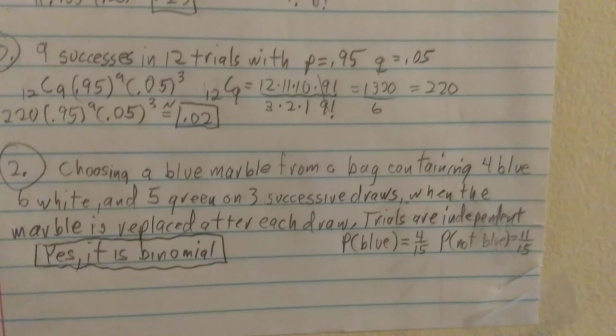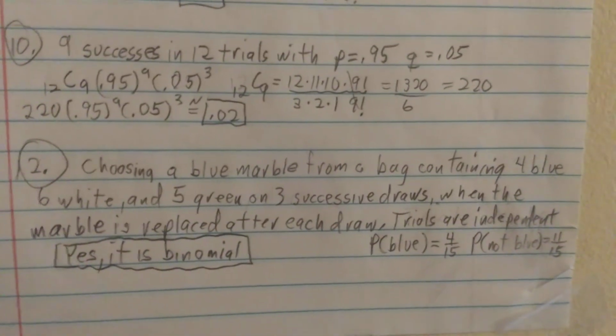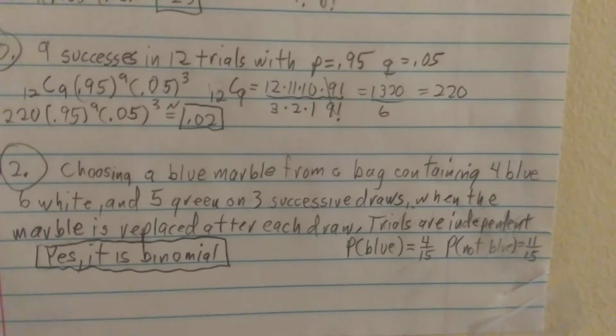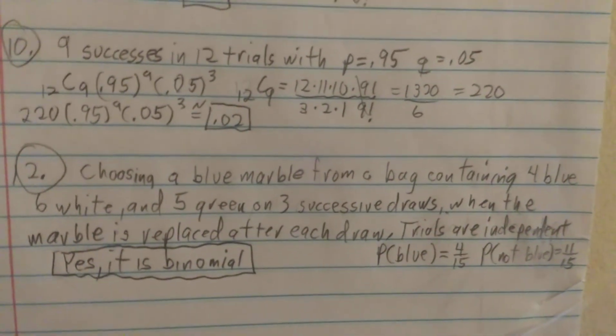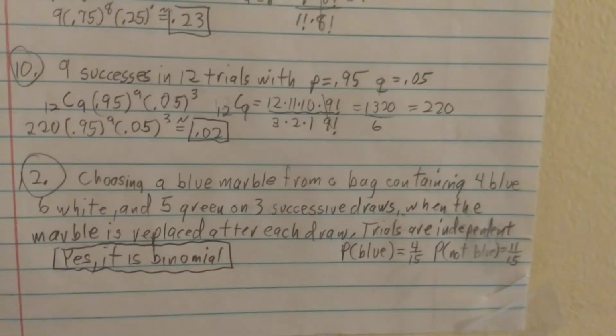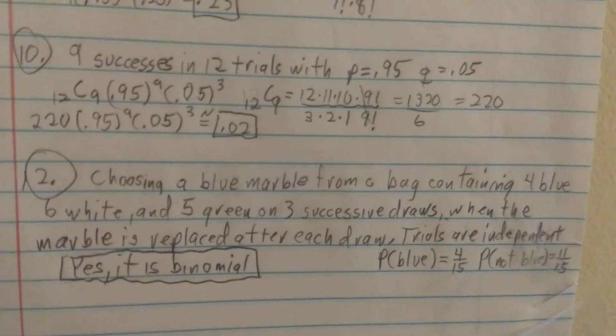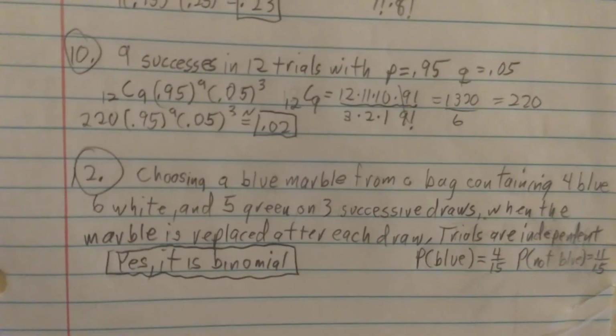Now on 12, we're asked to determine whether the trial is binomial or not. So choosing a blue marble from a bag containing 4 blue, 6 white, and 5 green on 3 successive draws, when the marble is replaced after each trial. Well, we know that there's a fixed number of marbles, 4 plus 6 plus 5, or 15, so n has to be fixed for it to be binomial, and it is.